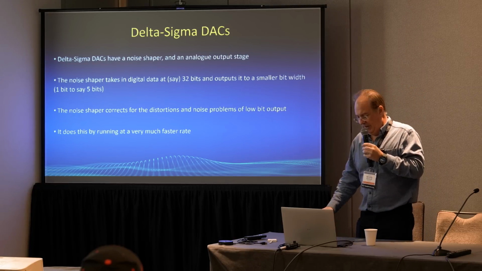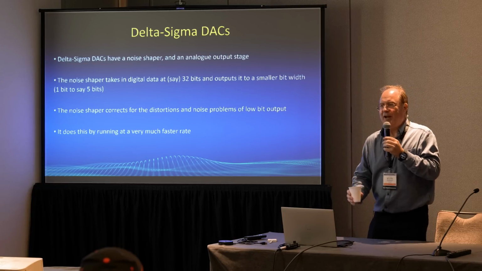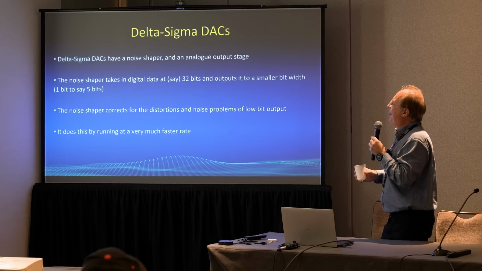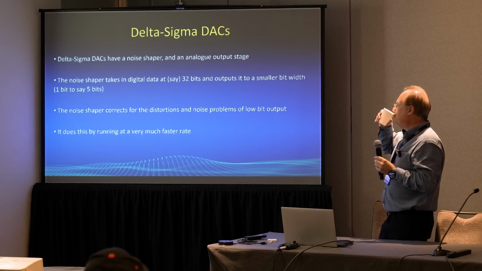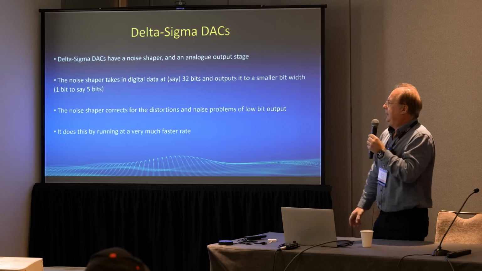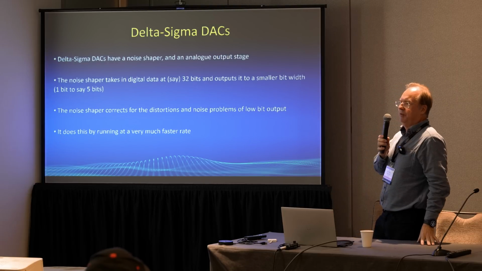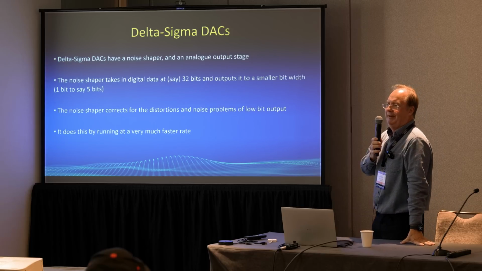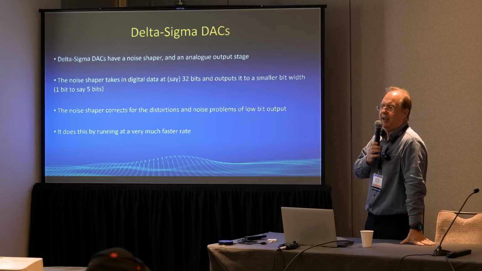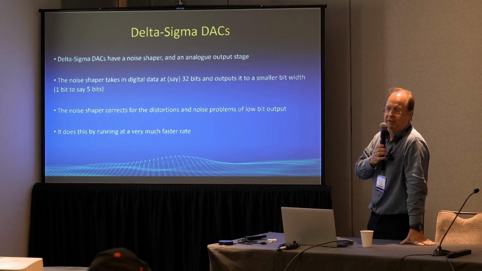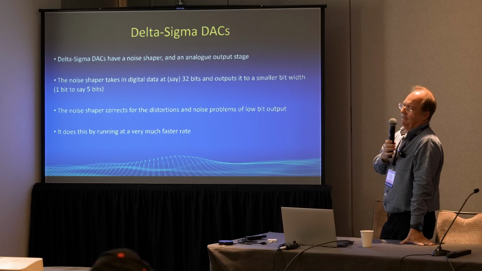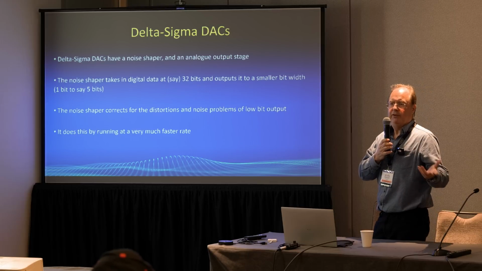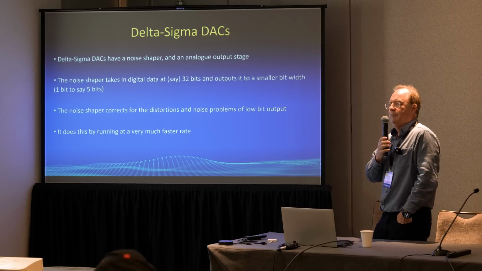So I've talked enough about R2R DACs, and you can see I'm not a fan. So, delta sigma DACs. Delta sigma DACs have got something called a noise shaper and an analog output stage. And the analog output stage will consist of a number of switches plus your filter and the op amps and the analog outputs.